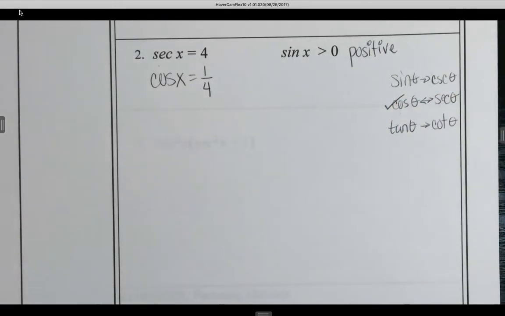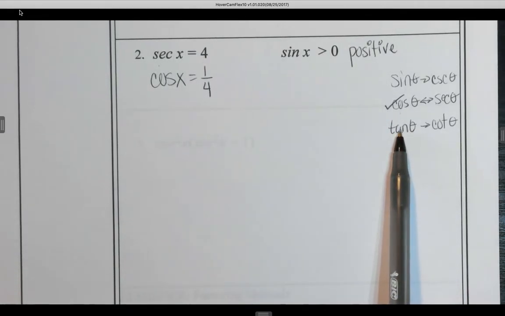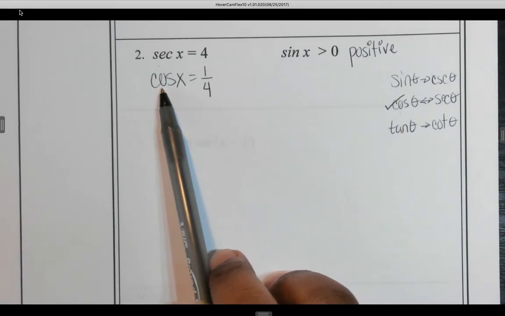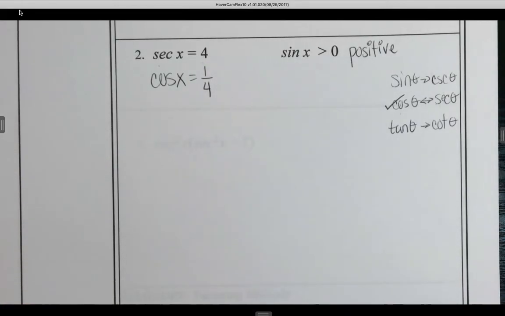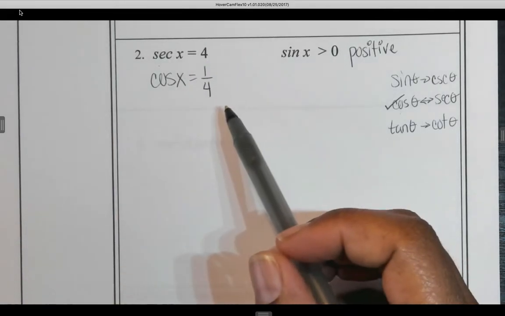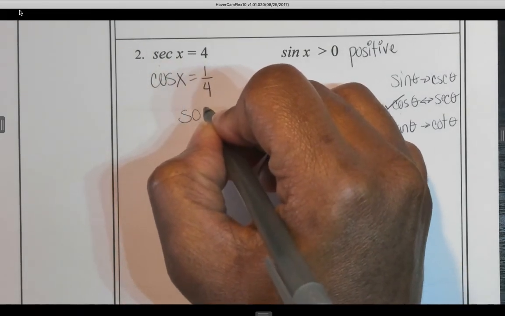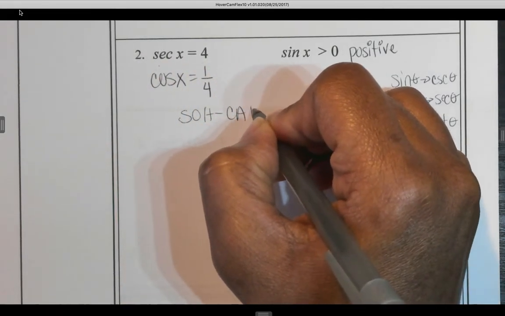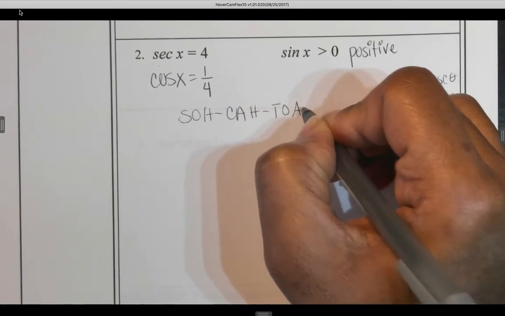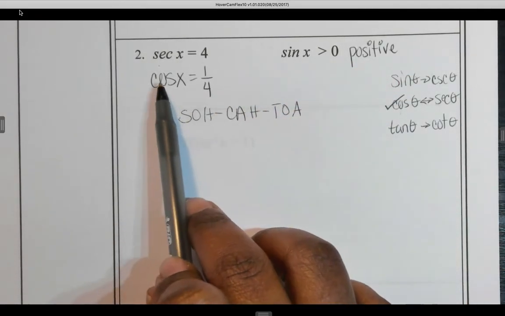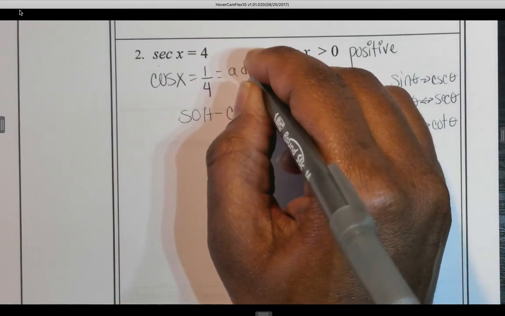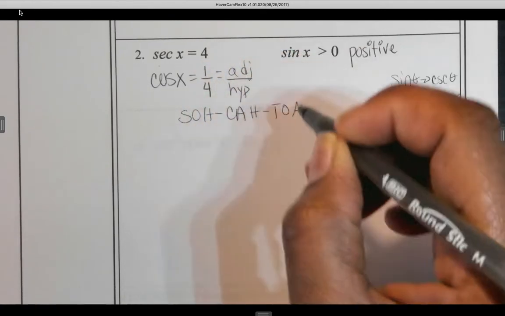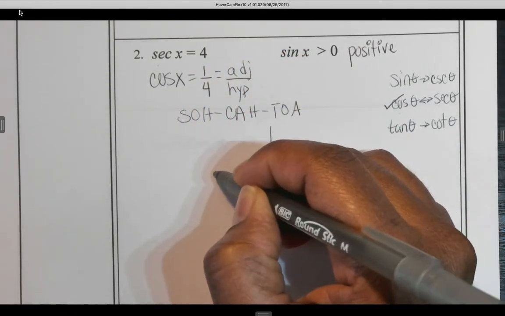All right. So I know sine is positive, but I don't really have a value for it, and I don't have much information about tangent. But what I do know is that cosine is 1 over 4. This is not on the unit circle, so I'm not going to try to use the unit circle and figure out where that is, but I can use SOHCAHTOA. Remember, SOHCAHTOA is sine is opposite over hypotenuse, cosine is adjacent over hypotenuse, and tangent is opposite over adjacent. So I can use the fact that I know cosine is 1 over 4, which is the ratio of the adjacent side over the hypotenuse. So let's draw a little right triangle and use that information.